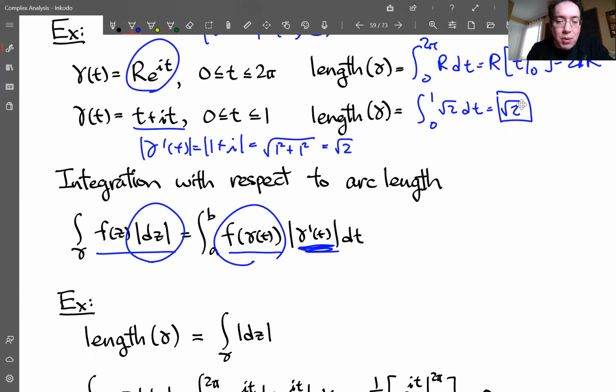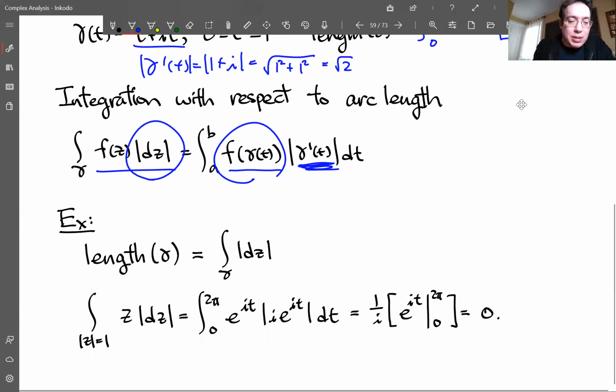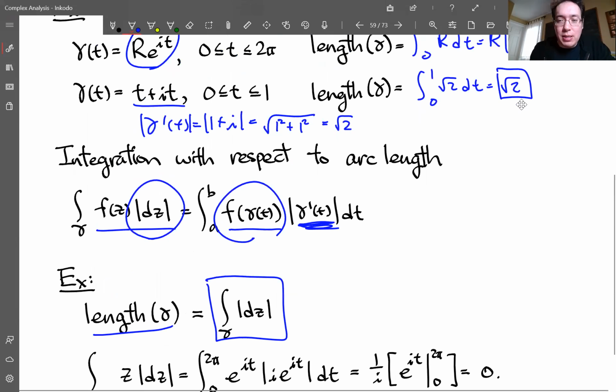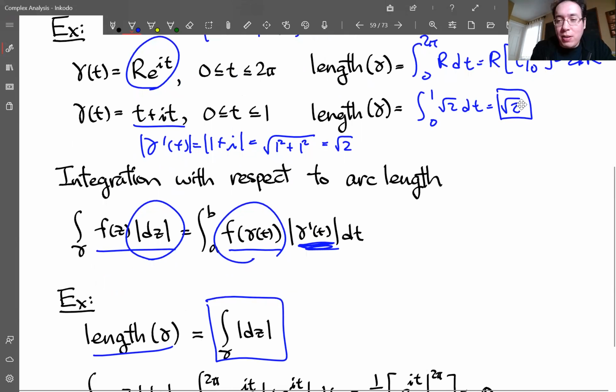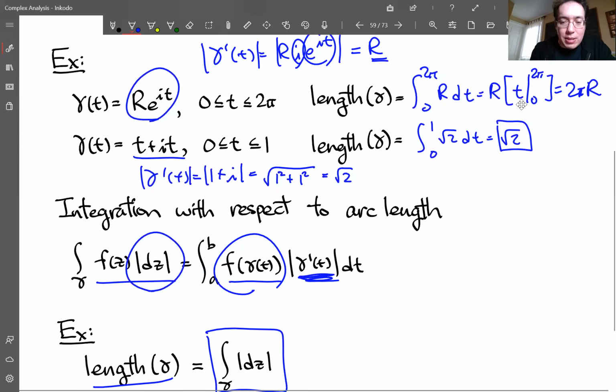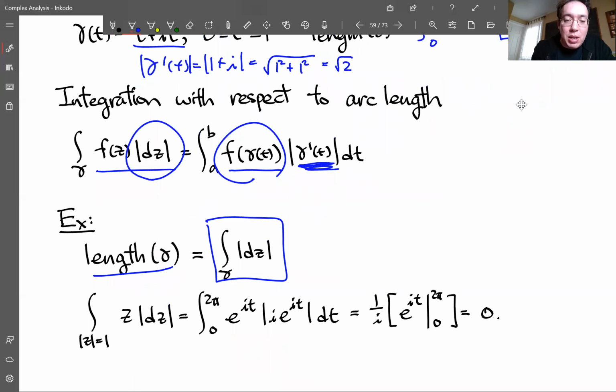Okay, so this is a slight generalization of computing arc length, because the arc length itself is basically integrating one with respect to arc length. If you replace the integrand by one, we just get the formula for the arc length itself, right? And if you multiply by some other function, you might get some other value.